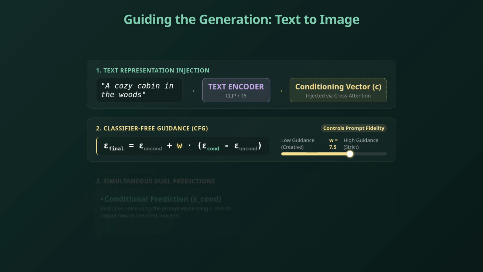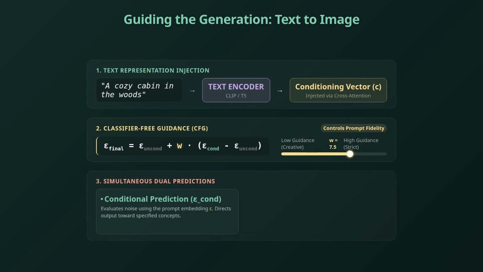During generation, the network performs two predictions simultaneously, one conditioned on the text prompt and one completely unconditioned. By calculating the difference between these two predictions and scaling it up, we aggressively push the generated image toward the prompt's features, allowing us to dial in how strictly the AI adheres to our written instructions.